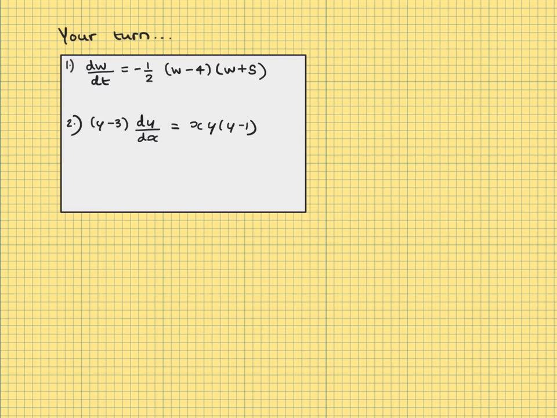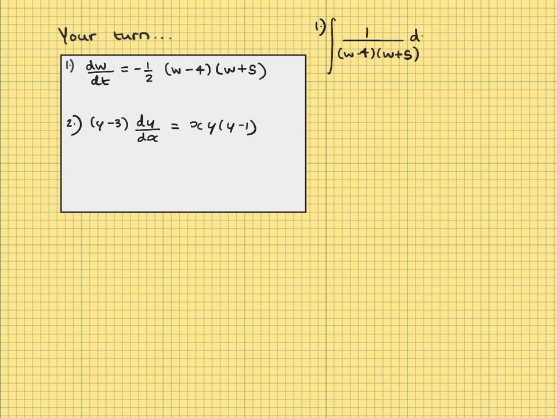So question 1, let's take a look at that first of all. So I'm going to separate my variables first of all. W terms need to be on the left hand side, so you can see they're clearly both going to be in the denominator, which is going to be the product of these brackets here.